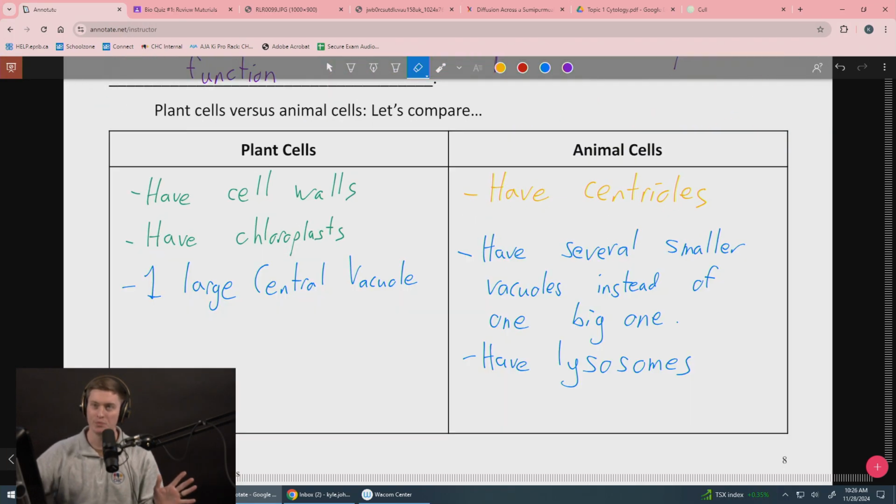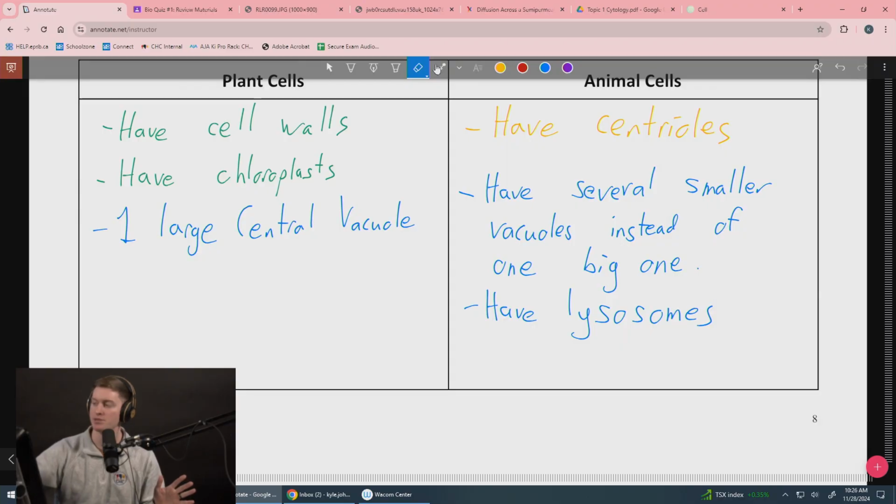Scroll down to the bottom where we compared plant cells to animal cells, and I want you to add one more thing. I want you to add that animal cells have lysosomes. We're going to talk about lysosomes in a little bit. They are not part of plant cells. I don't think that's something that you're going to be tested on.